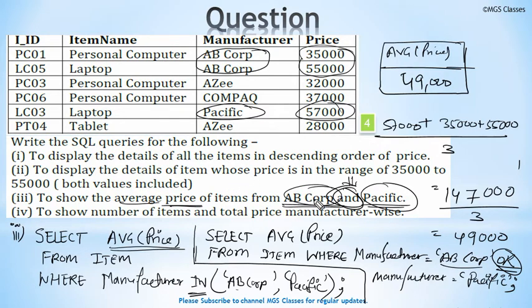Average price of items from the AB Corporation and Pacific. So you need to calculate the average of these three manufacturers' items. Okay, remember. So for that purpose you need to write the OR, or you may apply the IN operator here. That way you can answer this question.